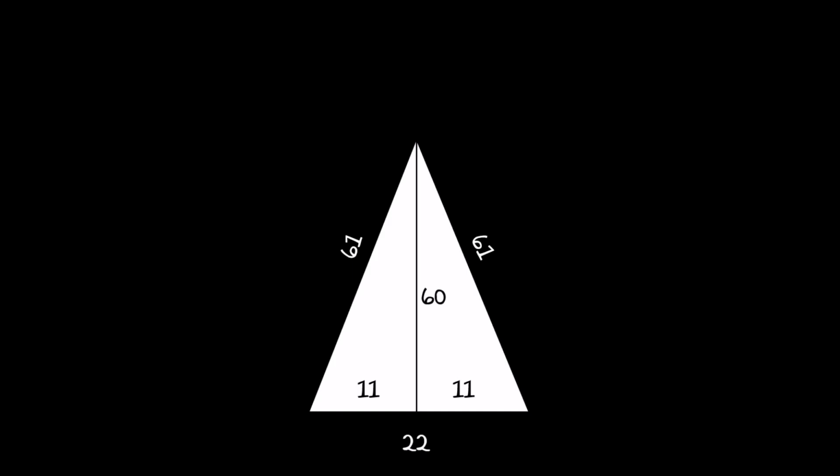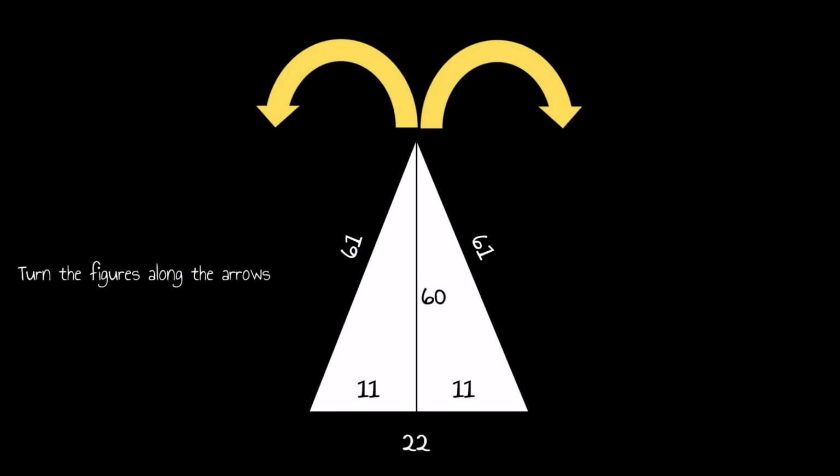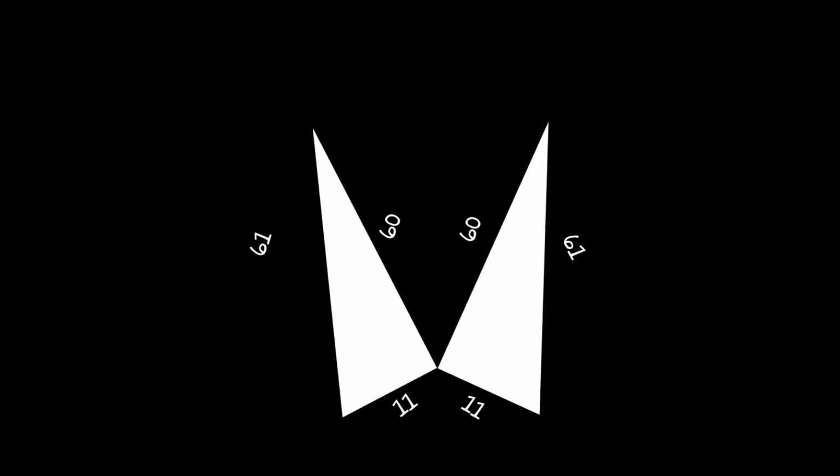Here h has been replaced by 60. Now we have the same triangle with the sides 61, 61 and 22, and inside the triangle there's a perpendicular with length 60. Now we can divide this triangle into two equal triangles which are right angled. Once we do that, along the perpendicular, we can turn the figures along these arrows. Now let us do that. This is how it becomes. Now we have two right angle triangles which are equal, and here the sides will be 61, 60 and 11 each.